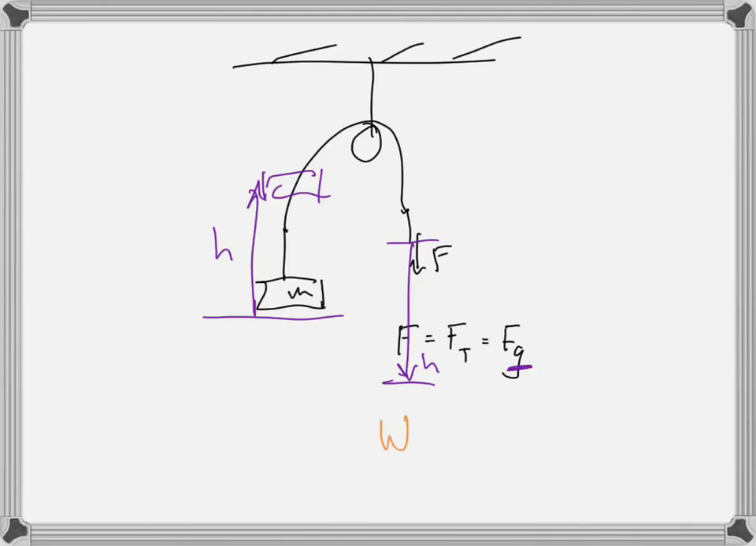So what's the work done? The work done in this case is I'm pulling with a force F, that was my pulling force, which is equal to Fg, and the distance I pulled was h. So the work done is Fg times h, whereas the force I'm pulling with is F pull, equal to Fg.